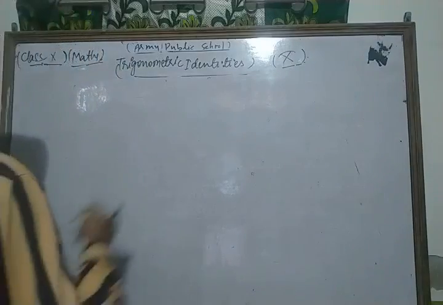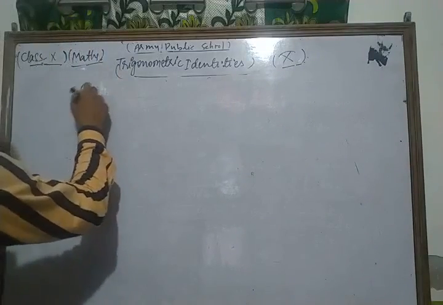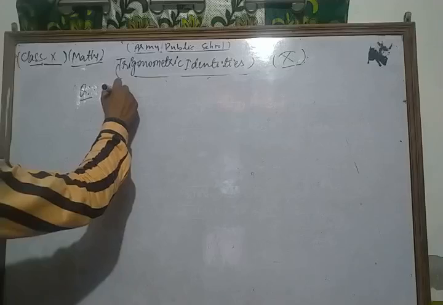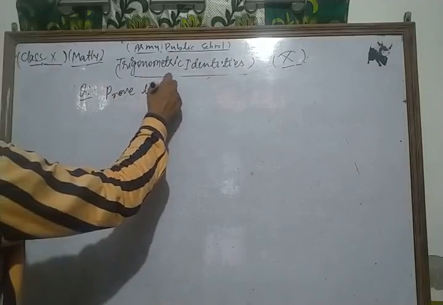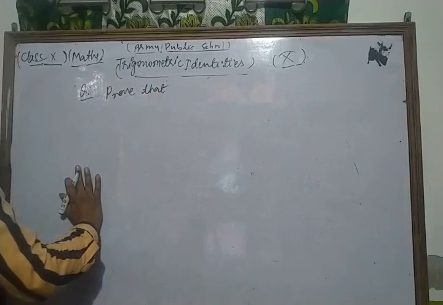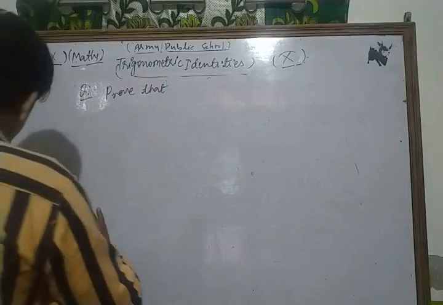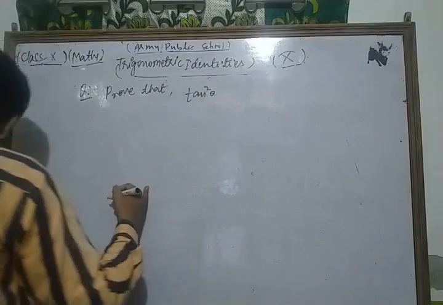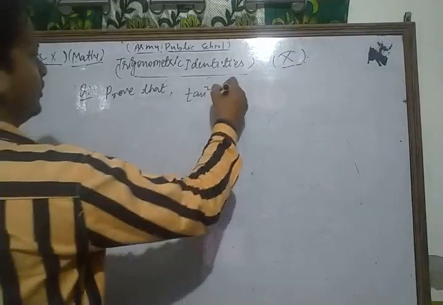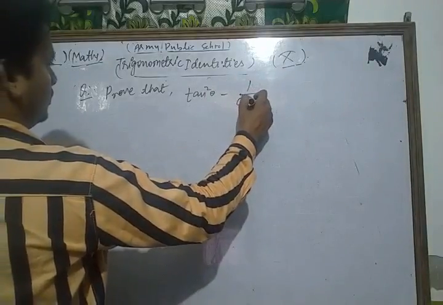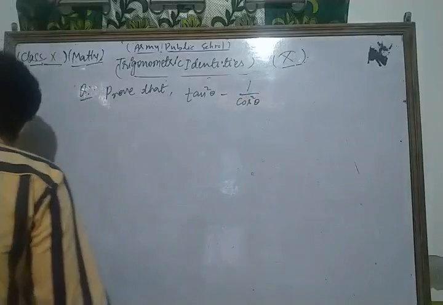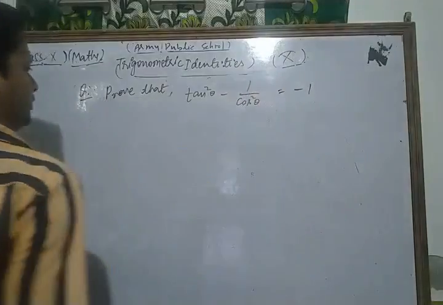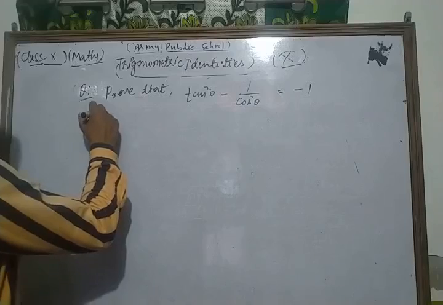Now the question is, prove that tan square theta minus 1 upon cos square theta is equal to minus 1. So let's see its solution.